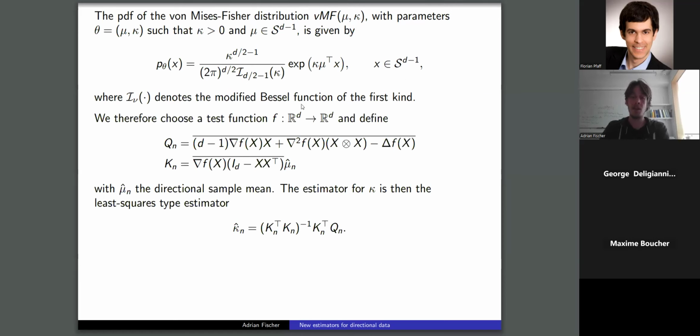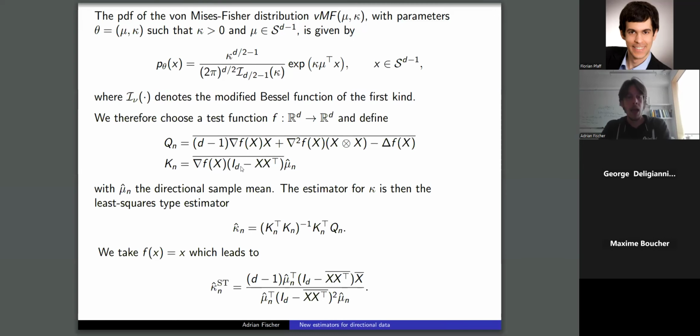So we chose a vector valued test function. And then since we're going to estimate mu with the directional sample mean, just a standard estimator for mu, we're only left with estimation of the concentration parameter kappa. And since we end up with D equations here, but only have a univariate parameter to estimate, we followed some least squares type approach, right? And we end up with this estimator kappa hat, where Kn and Qn are defined right here for any test function f. And we found the choice f of x equals x very convenient, and this results in the following estimator for kappa. Mu hat here is the directional sample mean.